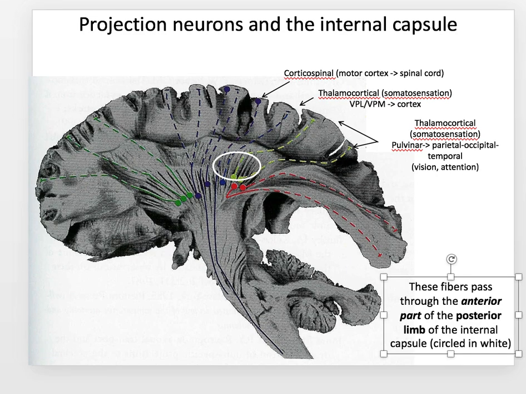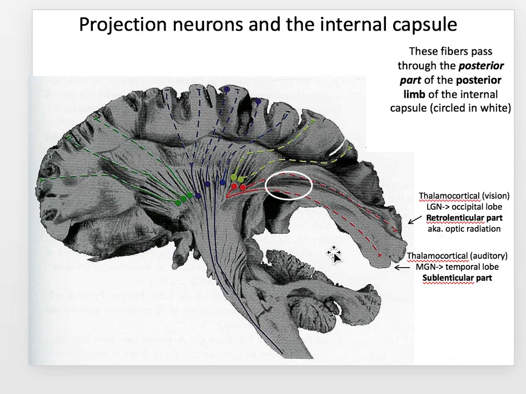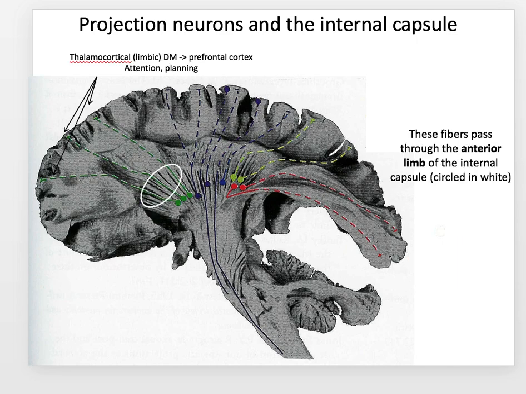So moving onward then, what we find is that we have the posterior part of the posterior limb of the internal capsule. Here what we're looking at are inputs that are going into the visual cortex through the retrolenticular region and reaching back, or we have portions that are going through the sublenticular region, which are going to the auditory cortex. So we've been looking at the side and this kind of depiction of the internal capsule from this area.